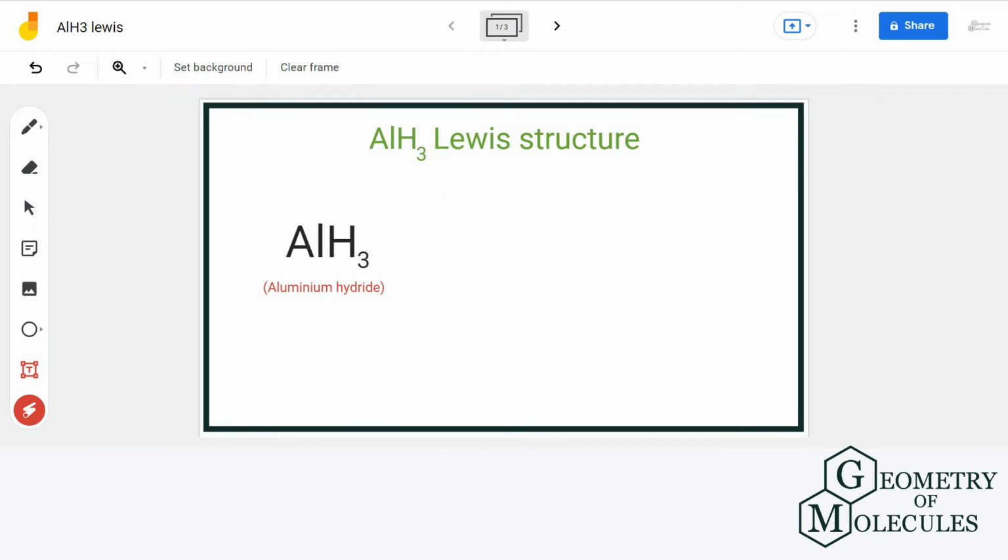In this video, we are going to help you to determine the Lewis structure of AlH3 molecule. It's a chemical formula of aluminium hydride. For drawing the Lewis structure, let us count the total number of valence electrons. We have one aluminium atom having 3 valence electrons and 3 hydrogen atoms having 1 valence electron each. Now that gives us a total of 6 valence electrons.